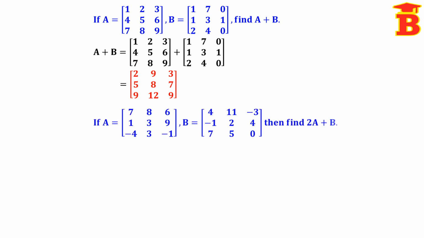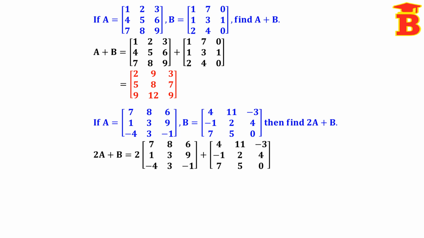Next problem, A, B two matrices are given. Then we have to find 2A plus B. Here also the two matrices are of same order. So the order of matrix A is 3 cross 3, 3 rows, 3 columns. Similarly, order of B is 3 cross 3, 3 rows, 3 columns. So we can add these two. Here the question is 2A plus B.